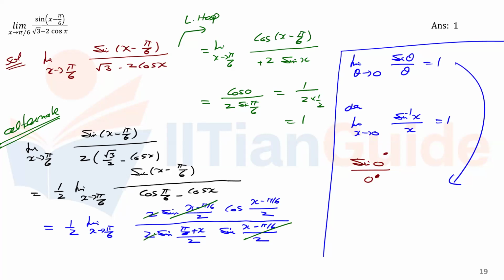So this term got cancelled. 2 also got cancelled. Now I'm going to put the values of x, that is pi by 6. Cos of x minus pi by 6 by 2, that will give me cos 0, that is 1. In the denominator, if I put x to be pi by 6, pi by 6 plus pi by 6 divided by 2 will give me pi by 6. Sin pi by 6 is half. So my answer is 1.